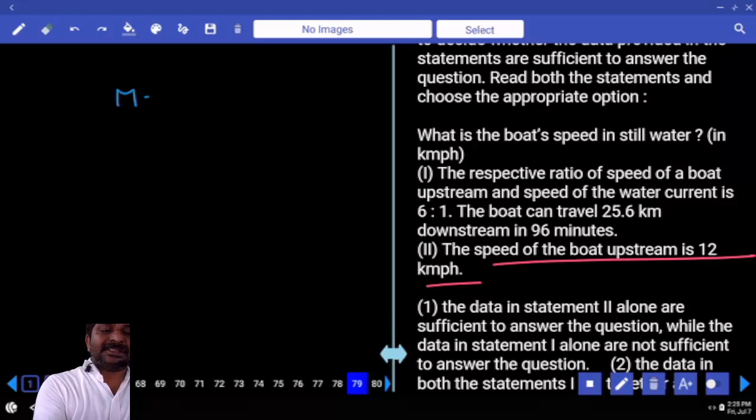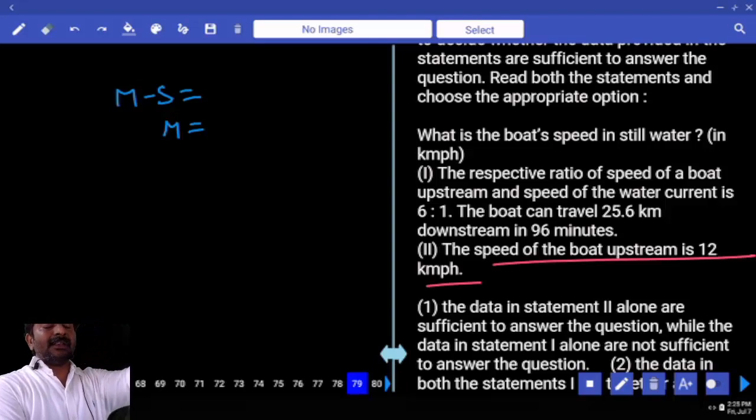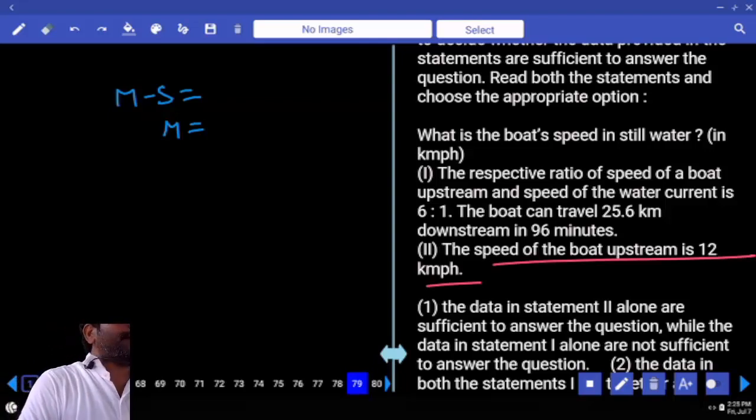Upstream speed, that means M minus S is given. This is the only data available. Can we calculate M value from this? What else is required? Stream speed or downstream speed? The other speed is also required. Yes? In boats and streams there will be 4 speeds: speed in still water, stream speed, downstream speed, upstream speed. If you know any 2 speeds, then you can calculate the remaining 2 speeds.